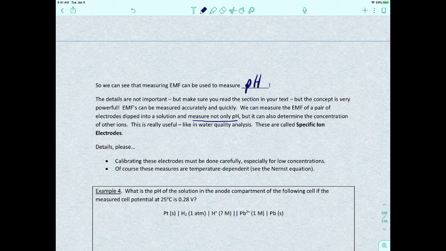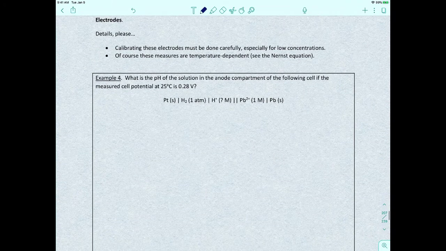All right, so here is our problem. What is the pH of a solution in the anode compartment of the following cell if the measured cell potential at 25 degrees Celsius is 0.28 volts? So what I'm telling you is that 0.28 volts is your E cell.